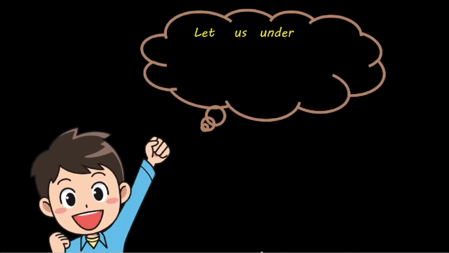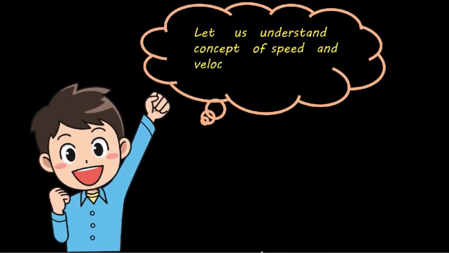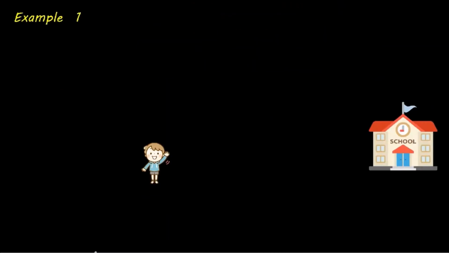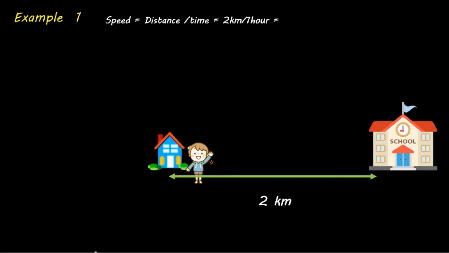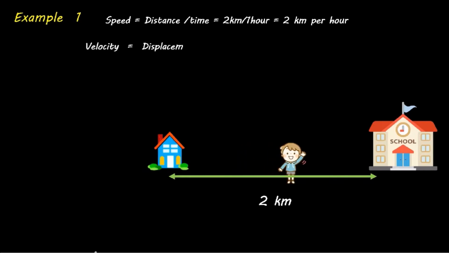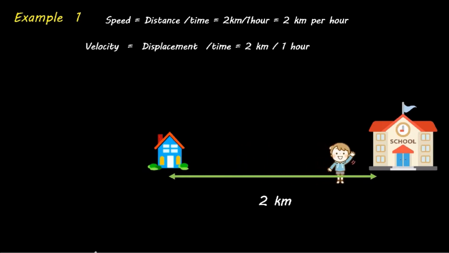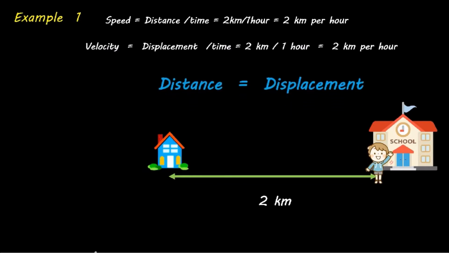Let us now understand the concept of speed and velocity using some examples. If a boy reaches his school, which is 2 kilometers away from his home, in 1 hour, then the speed in this case, which is distance by time, is 2 km per hour. And also velocity, which is displacement by time, is again 2 km per hour, as distance and displacement are the same in both these cases.